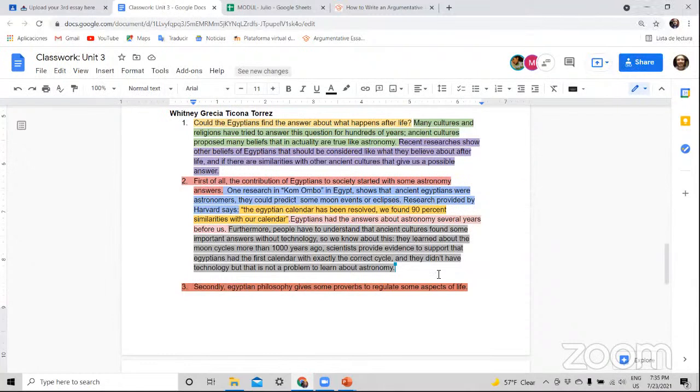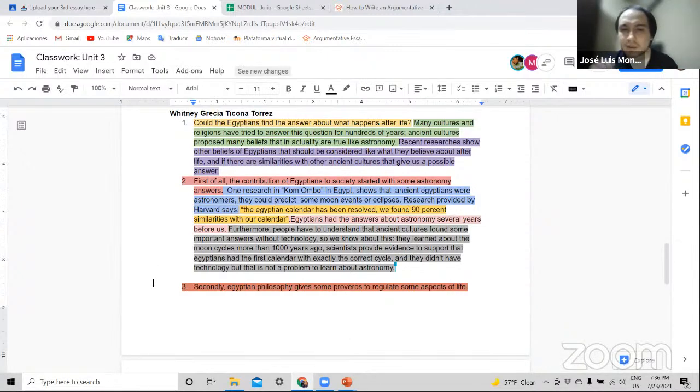Okay, furthermore, people have to understand that the Asian cultures found some important answers without technology. So we know about this. They were learning about the moon cycles more than 1,000 years ago. Scientists provide evidence to support that Egyptians had the first calendar with exactly the correct cycle, and they didn't have technology, but that is not a problem to learn about astronomy.